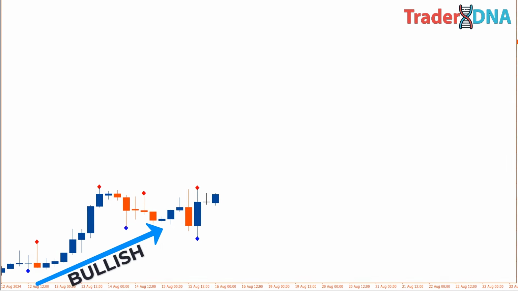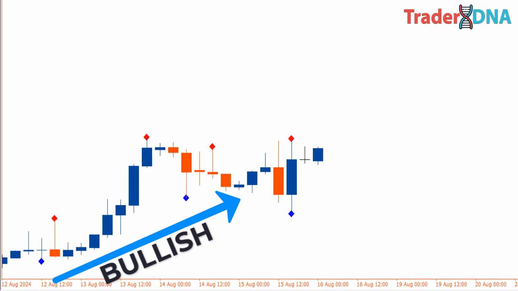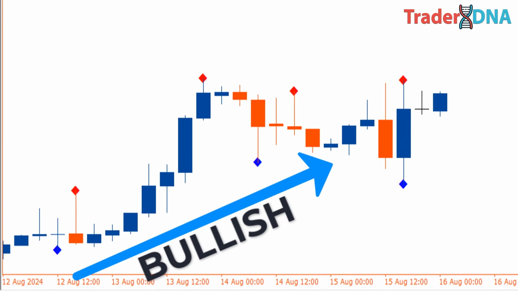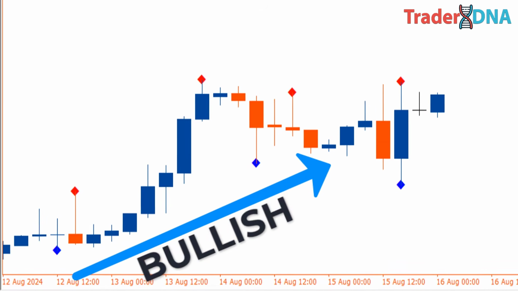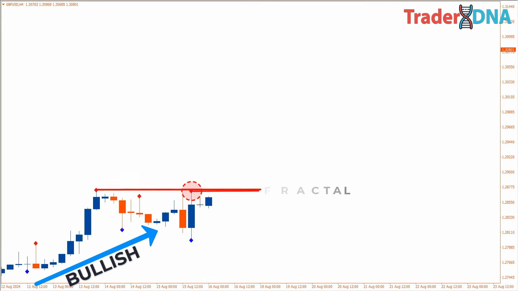Alright, now let's make this super clear by walking through two simple but powerful examples, so you'll never be confused about how to use this strategy ever again. First up, let's talk about a bullish setup. Imagine you're looking at your chart and suddenly, bam! An up fractal arrow pops up underneath a candle. It's basically shouting, hey, the market might go up from here.